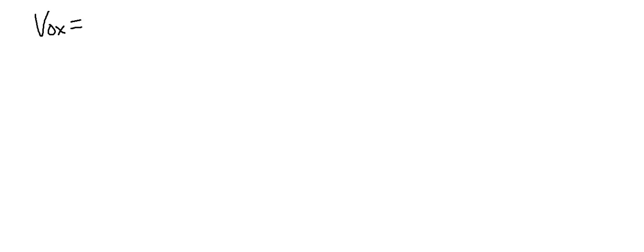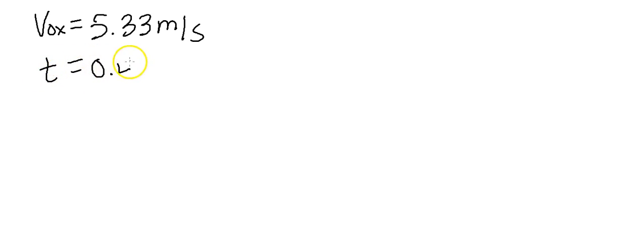Alright, this problem is asking us to figure out how fast the ball, or the object, is going when it hits the ground. So we need to list all the things that we know. We have already calculated v initial in the x direction, which is 5.33 meters per second. Sorry, that looks so bad. We also know that the object was in the air for a total time of 0.469 seconds. So the question wants us to figure out how fast it hits the ground.